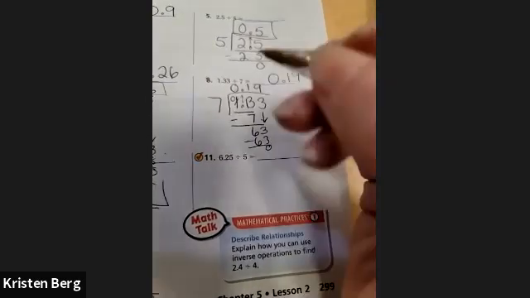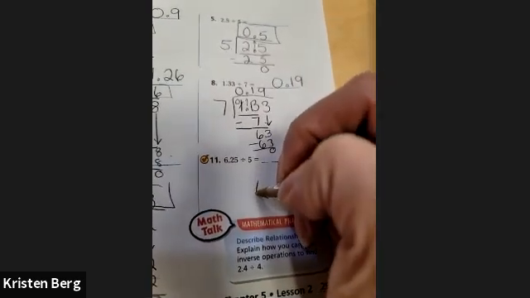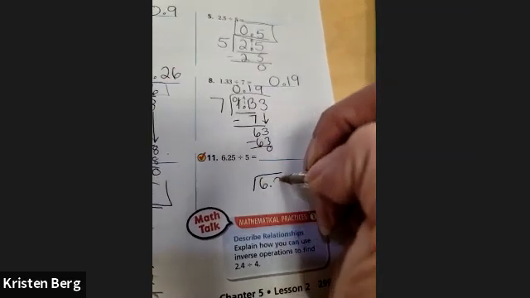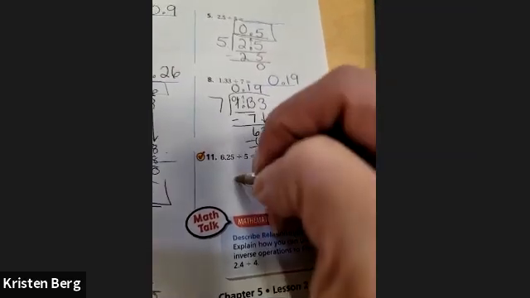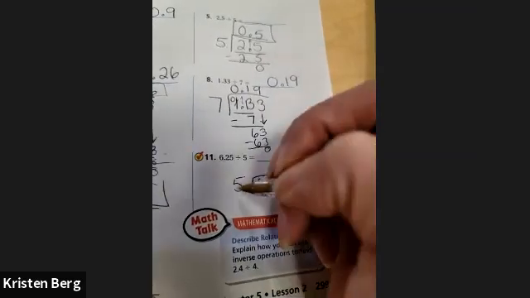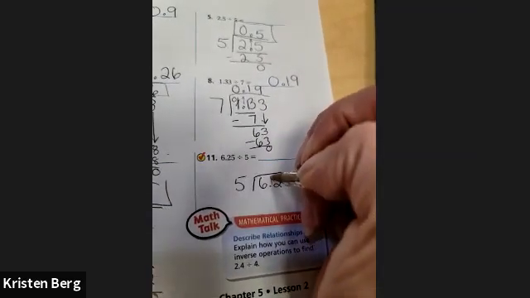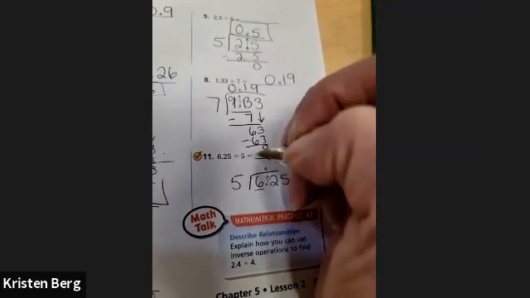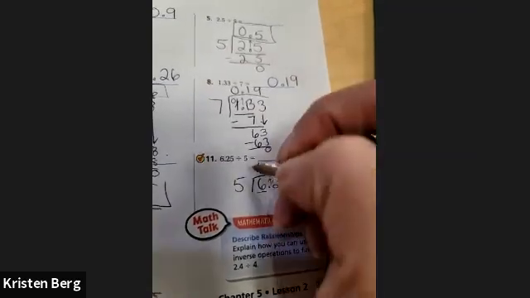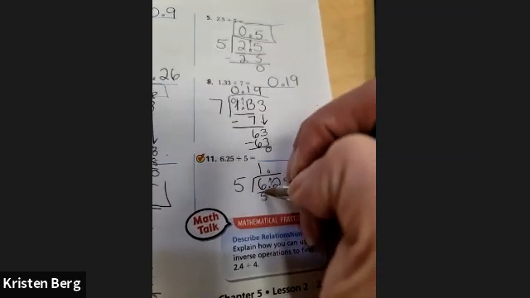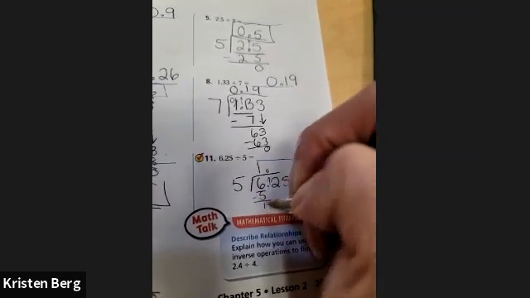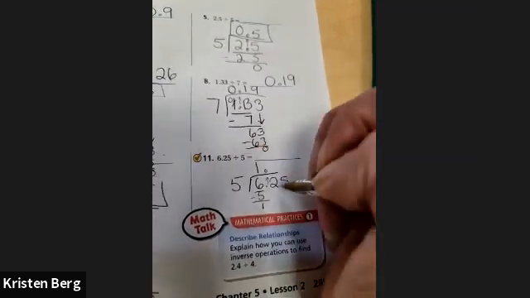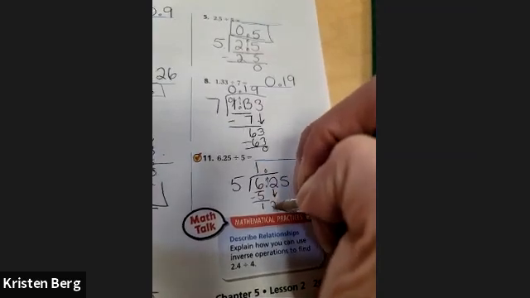Next, this one in our box is 6 2500 divided by 5. So here is a whole number, so that decimal needs to go straight up. How many 5s go into 6? That is just 1. 1 times 5 is 5. Subtract, that would be 1. Check it, we are good, so we can bring down our next number.